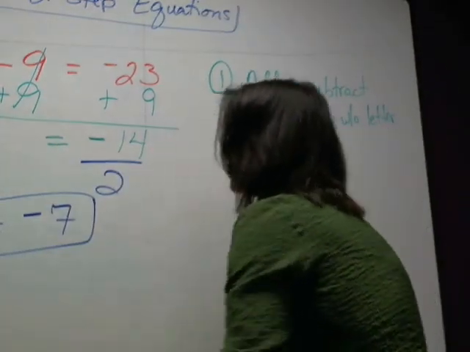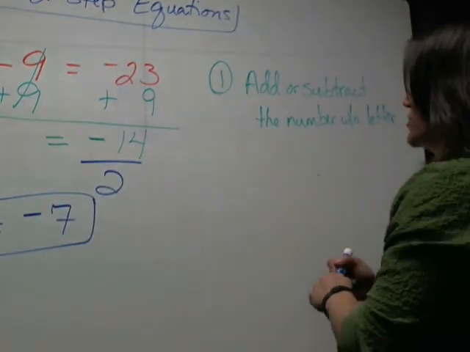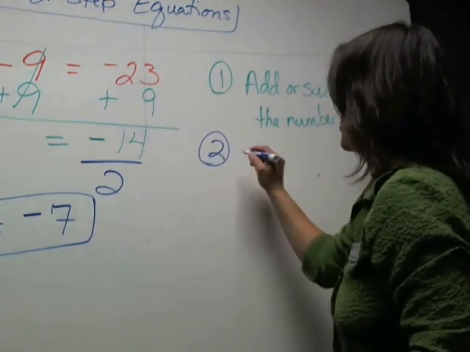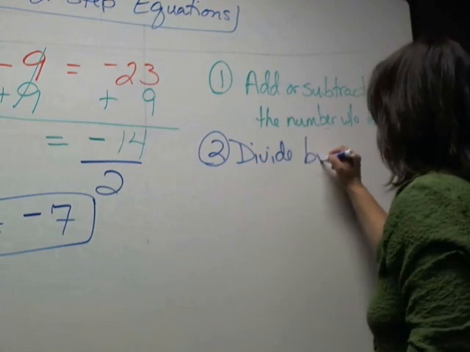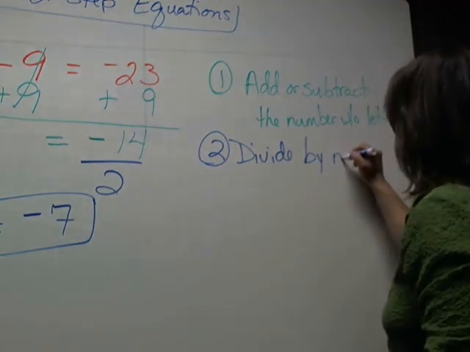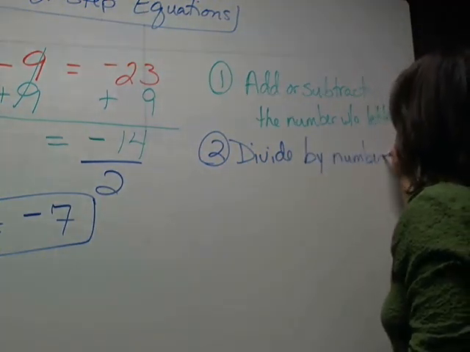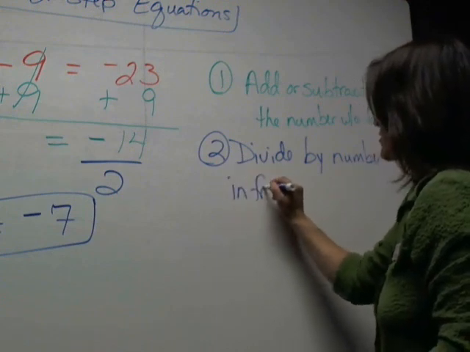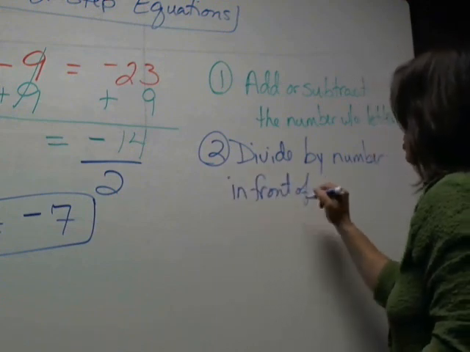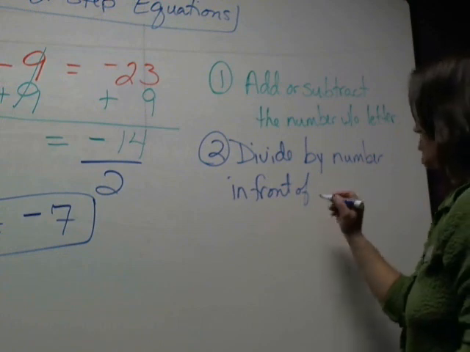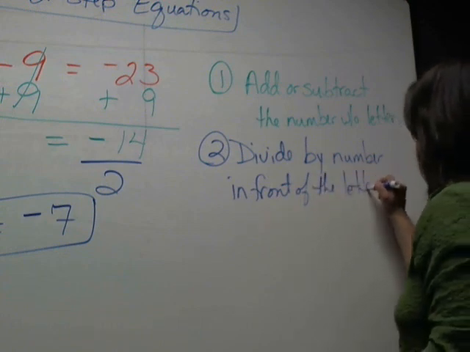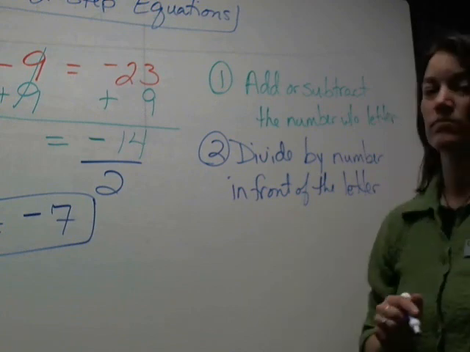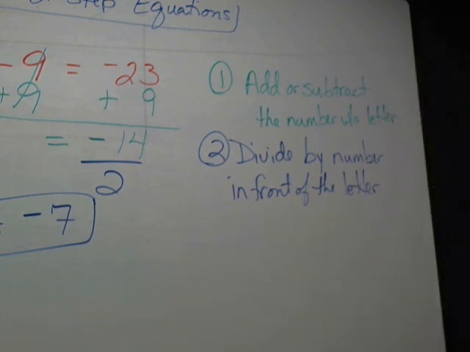So then our second step is to get the number away from the variable. So the second step will be to divide both sides by the number in front of the letter. And that's how you solve a two-step equation for this week.